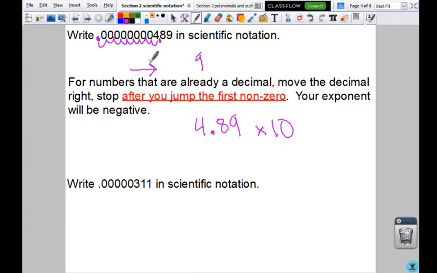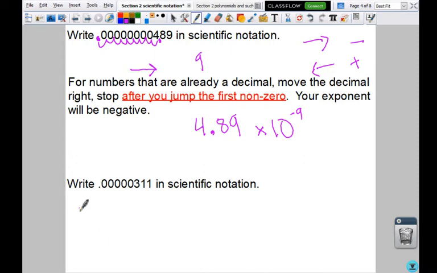Okay, because I moved my decimal right, it is going to be a negative exponent. So I'm going to have times 10 to the negative 9. When your decimal goes right, it's negative. When you move your decimal left, your exponent is positive. That's that whole equation thing. So when you move your decimal to the right, it's negative. When you move it to the left, it's positive.